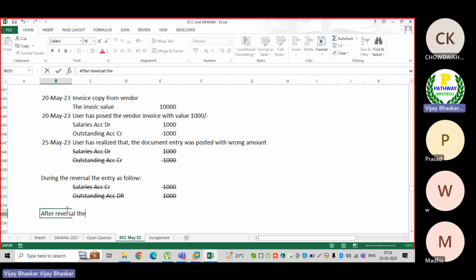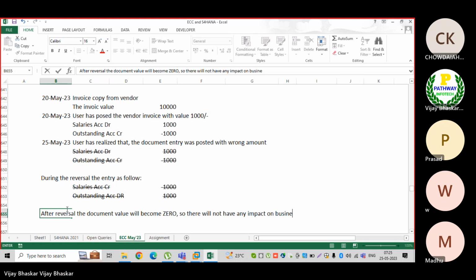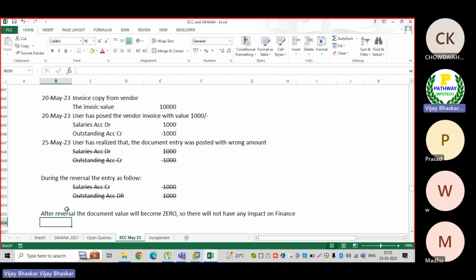So after reversal, the document value will become 0. Okay, so there will not be any impact on finance. Now there will not be any impact on our financial transactions because the entry has been reversed.